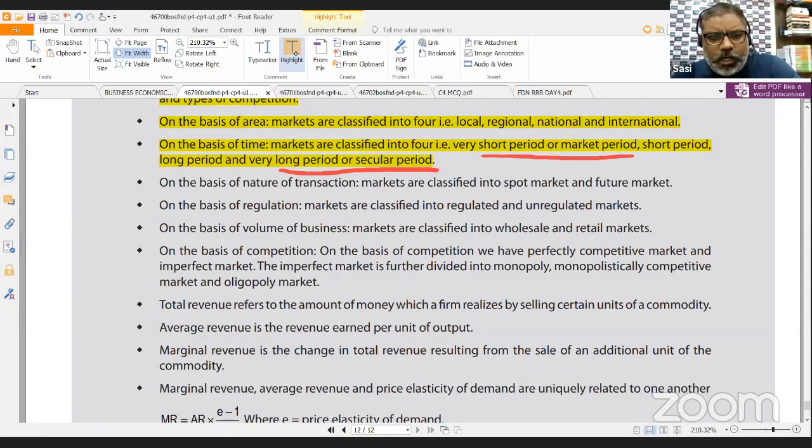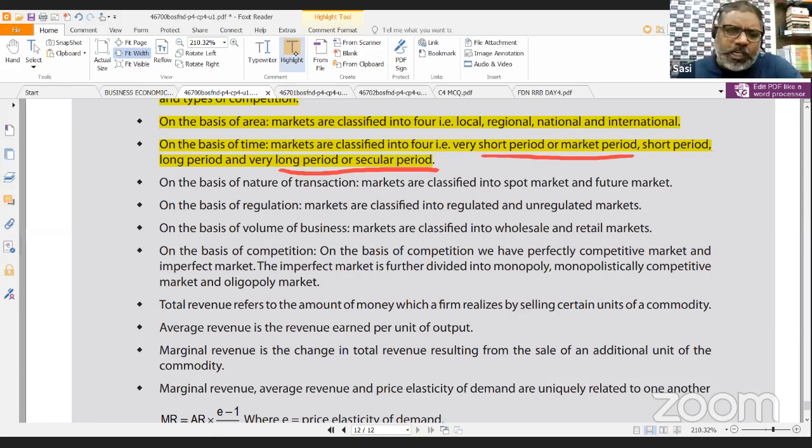Long period and very long period or secular period market is that which will have a very long period for something. For example, let us say an aircraft business. Aircraft business cannot work in a short period market. Today, if we order an aircraft, Boeing, Airbus, or Rafale, which Dassault produced and sent to India, it will take 2-3 years to at least build them. So it is not a very short period market or a normal long period market either. It is a very long period market.